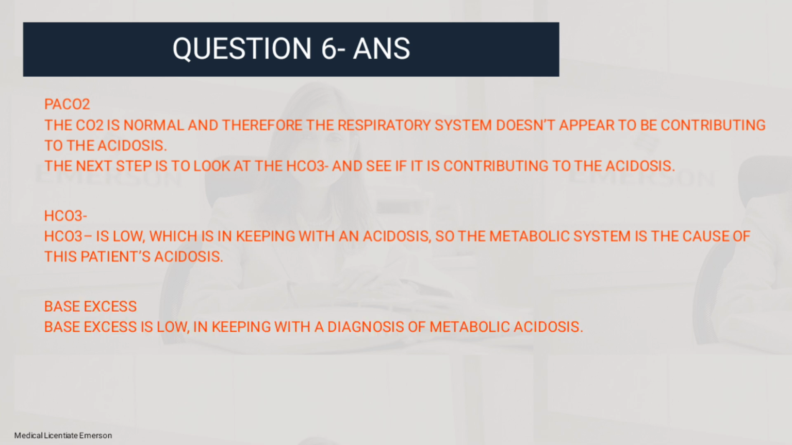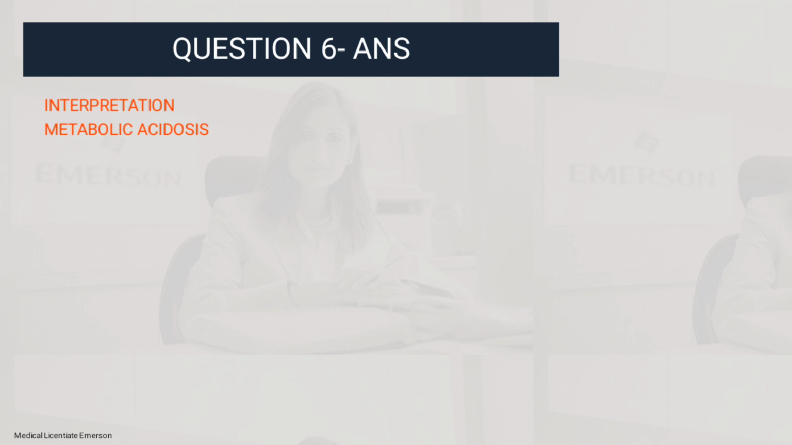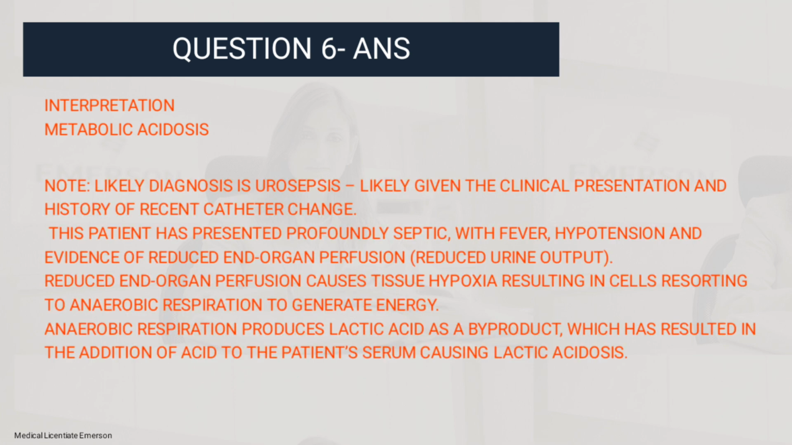Then in terms of base excess, the base excess is low, in keeping with the diagnosis of metabolic acidosis. Then in terms of interpretation, we can conclude that the patient has a metabolic acidosis, and we have to note that if we were asked for the likely diagnosis, it would be urosepsis, given the clinical presentation and the history of recent catheter change.